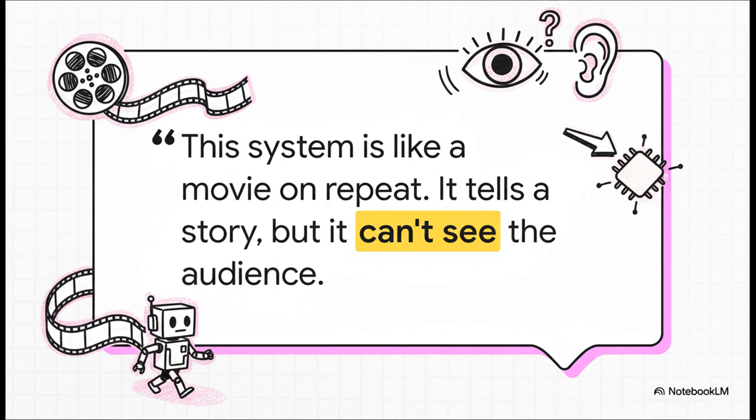I love this analogy because it's so perfect. Our system right now is just a movie playing on repeat. It's telling a story, sure, but it has no idea if anyone's watching. It can't react to a real problem because it's not even looking for one. So the big question is, how do we give it eyes and ears? How do we let it sense the world?